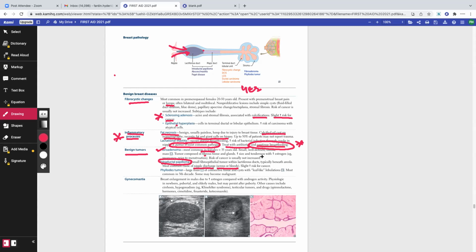And since metaplasia is involved, isn't there a possibility that metaplasia can turn into dysplasia? Yes or no? And that dysplasia can turn into anaplasia? Yes or no? The answer is yes, right? So there is an increased risk, slight risk for cancer. Slight increased risk for cancer.